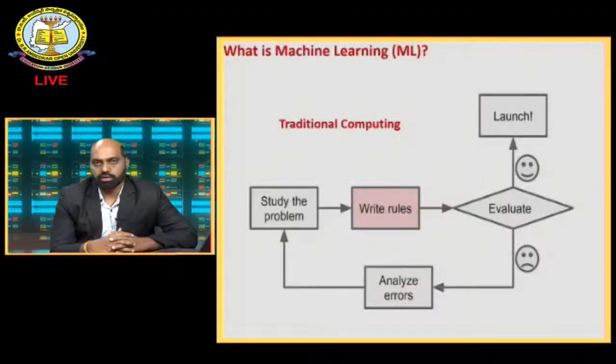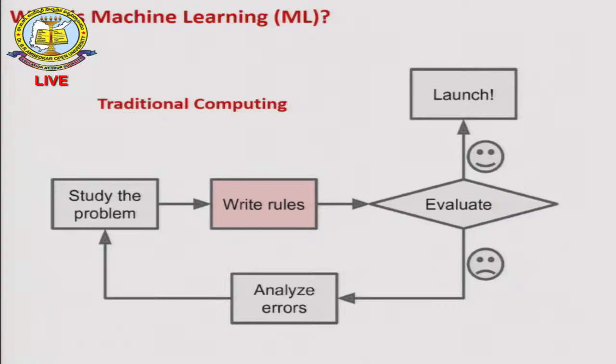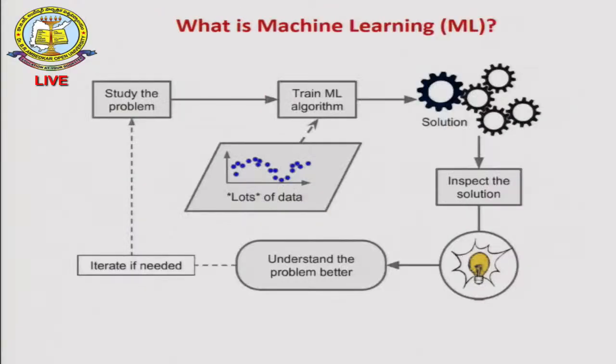when you compare traditional or classical computing, if you look at a flow chart, once the problem is given, we write the rules to solve the problem, and then whatever rules are generated, we evaluate them. If everything is fine, then the system is launched. Otherwise, if any errors happen, we need to reinvestigate the problem. This is how traditional computing was in use. But now the total scenario has changed once machine learning came into existence.